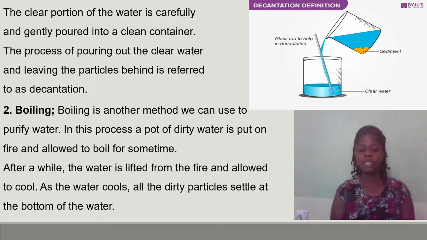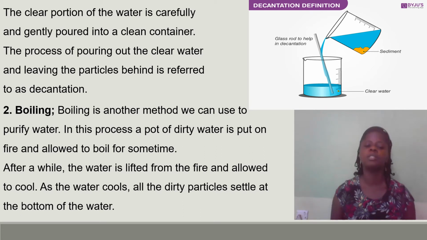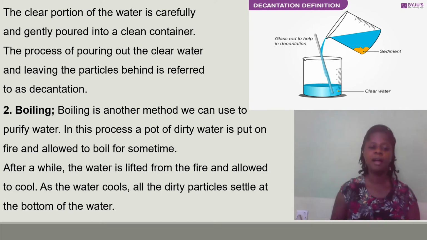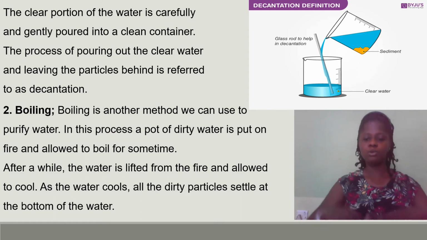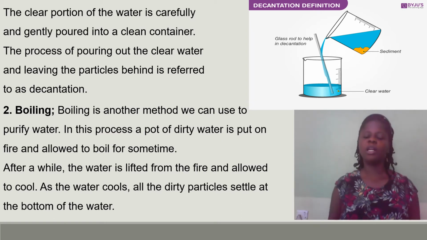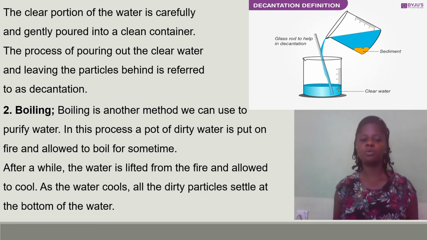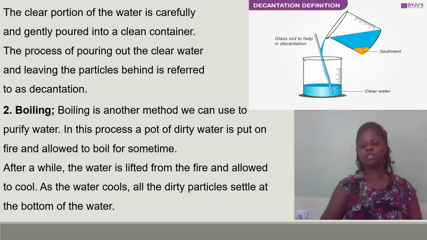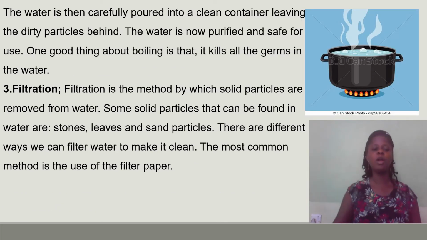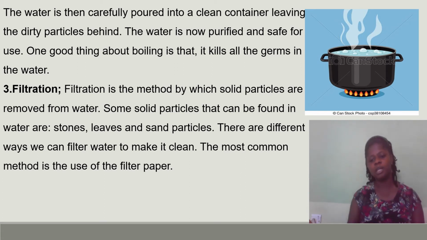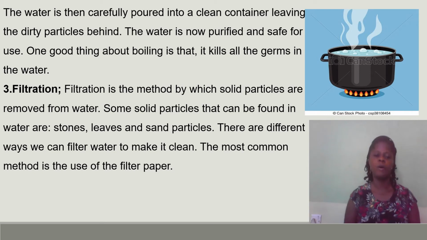Another method of making water clean is boiling. Boiling is another method we can use to purify our water. In this process, we put a pot of dirty water on fire and allow it to boil for some time. After a while, the water is lifted from the fire and allowed to cool. As the water cools, all the dirty particles settle at the bottom. Once the dirty particles settle at the bottom, we go back to our decantation. So once it's finished boiling, we put it down, allow it to cool, then we go back to our decantation.